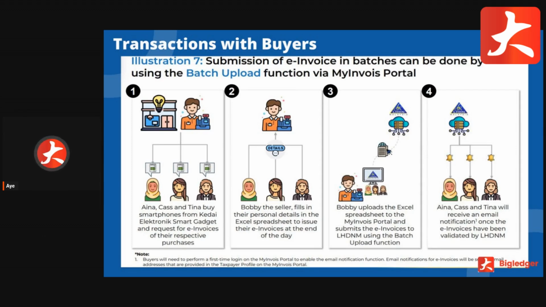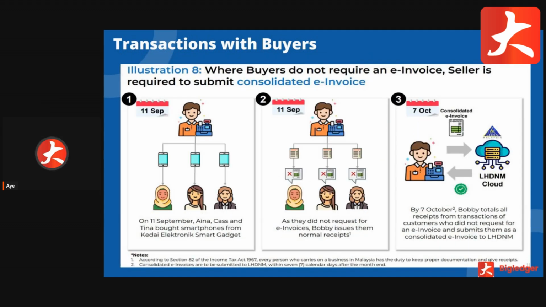But the MyInvoice portal also has batch upload. They need to download the template from the MyInvoice portal, then follow the columns in the template and update the details for the submission. After that, they upload to the MyInvoice portal, and the MyInvoice portal will send out the notification to each buyer if it's valid. This is not for consolidation; this is individual submission, but they can submit by batch from the MyInvoice portal.